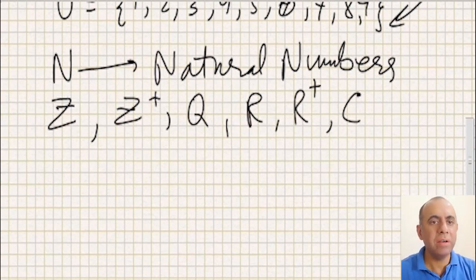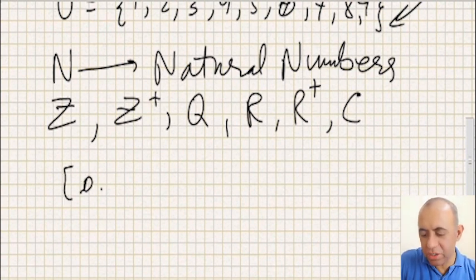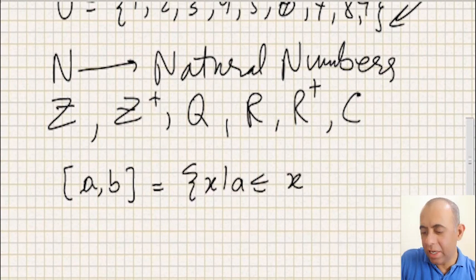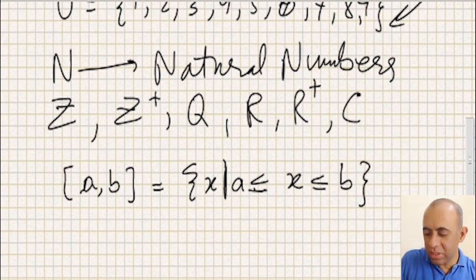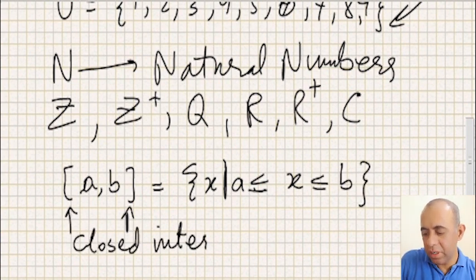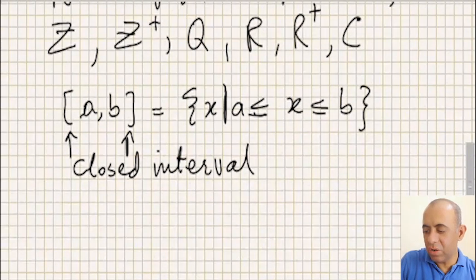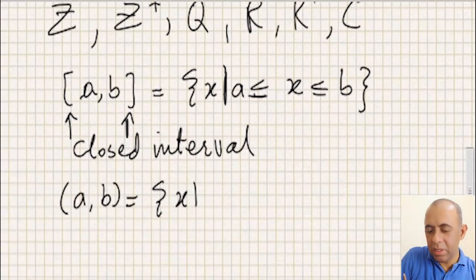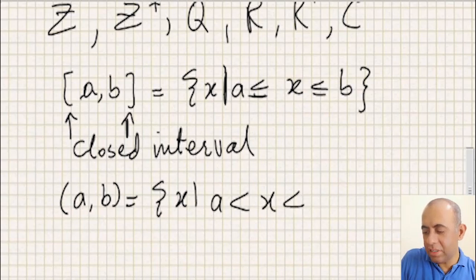So similarly, there's a closed and an open interval. If something like this is mentioned somewhere, this means x such that x is greater than or equal to a and less than or equal to b. Right? So this is called a closed interval. In contrast to this, we can also have an open interval, right? x such that x is greater than a and less than b.